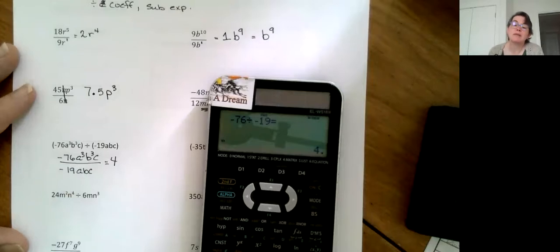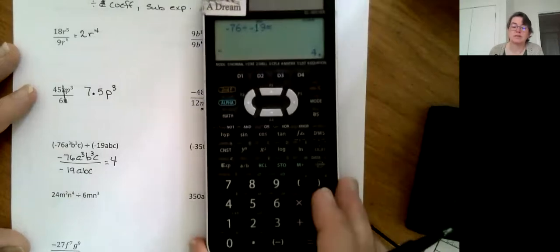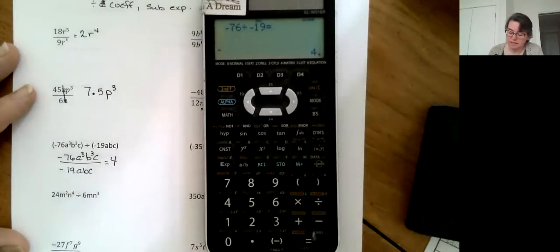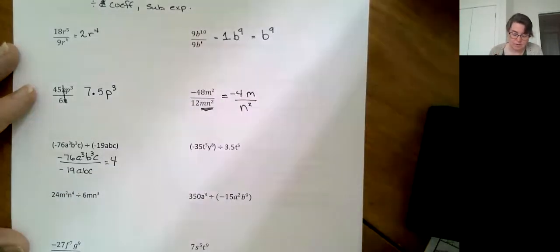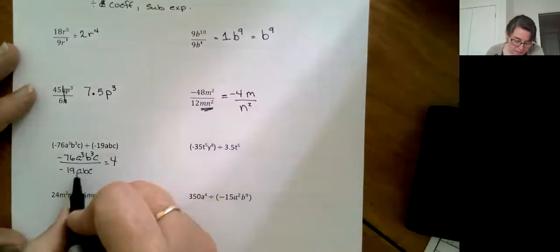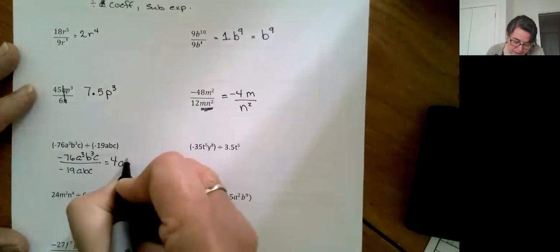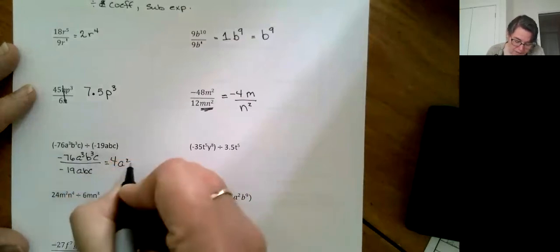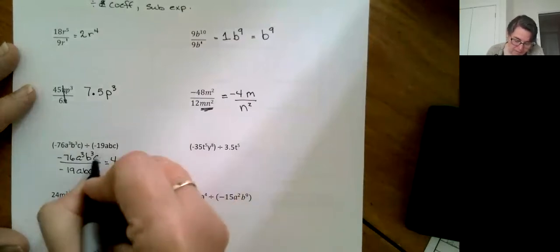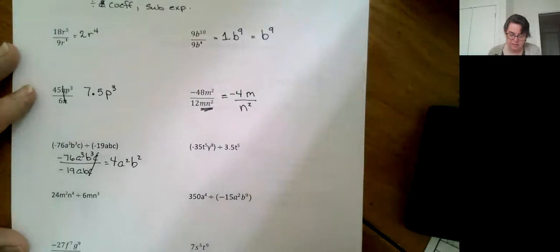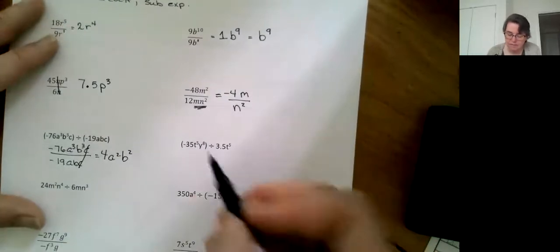If you're going to do that, just make sure that you know how to use your calculator and that you know the difference between the negative sign and the subtract sign. Learn your calculator. Okay, anyway, A cubed divided by A is going to give me A squared. B cubed divided by B is going to give me B squared. And the C's are going to cancel off. So, ta-da, there we go.